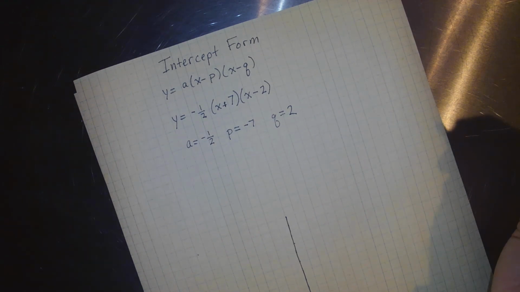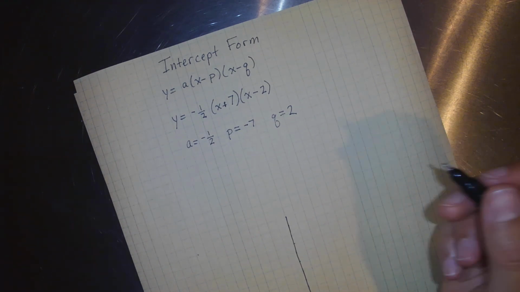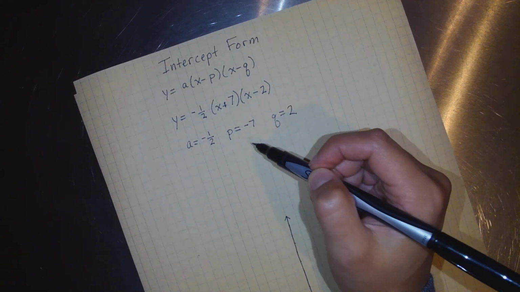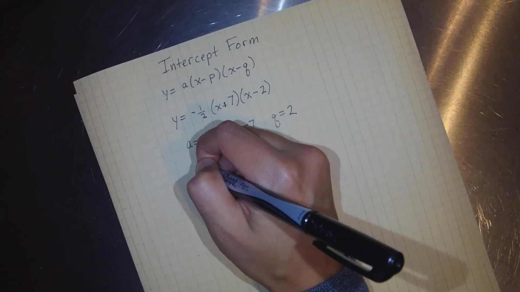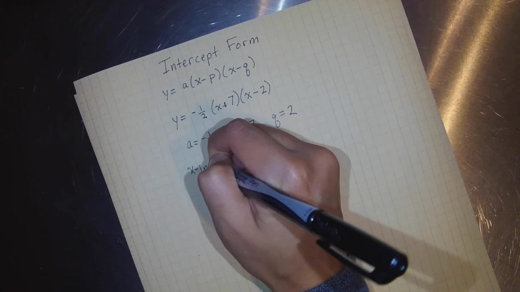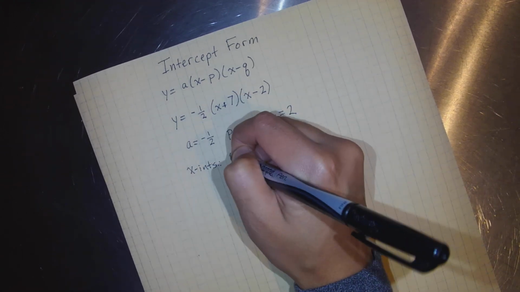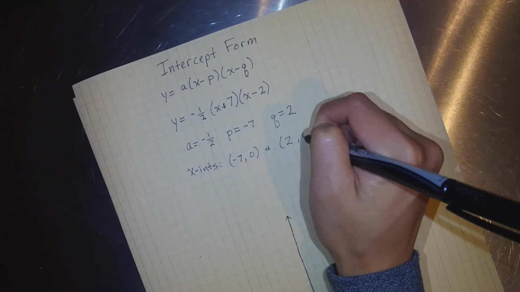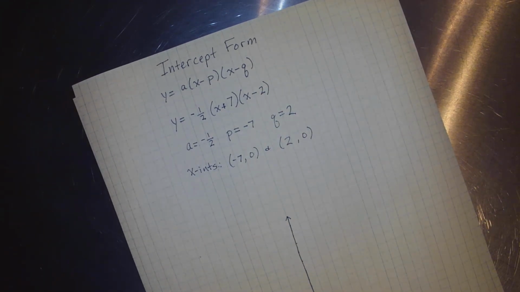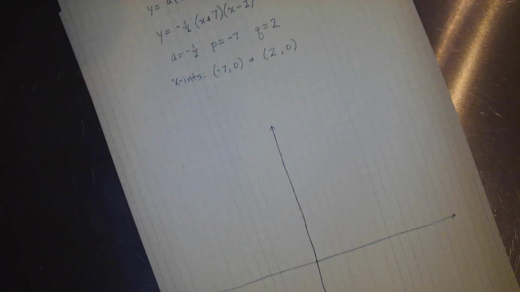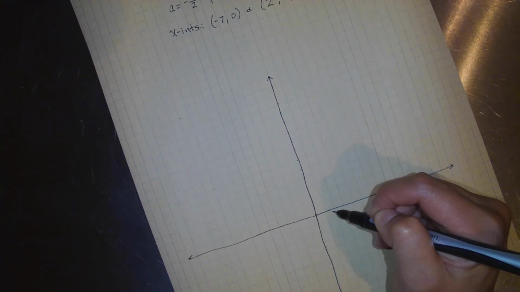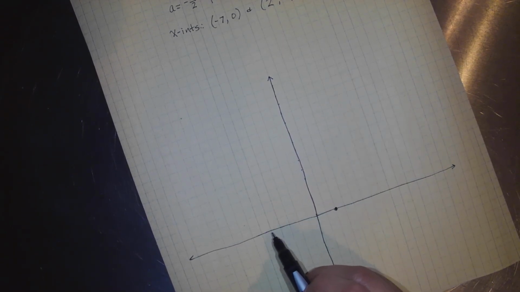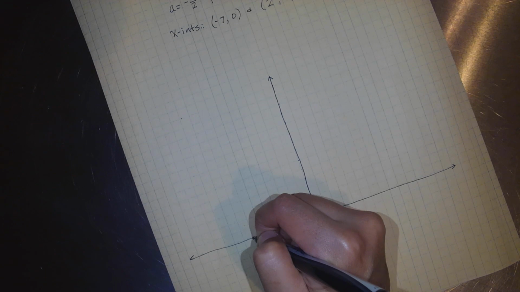So this is intercept form, so it's very easy to find what my x-intercepts will be. Write this out, x-intercepts: we have (-7, 0) and (2, 0). So I'm going to go ahead and graph those two points. I have (2, 0), and (-7, 0). So 1, 2, 3, 4, 5, 6, 7.